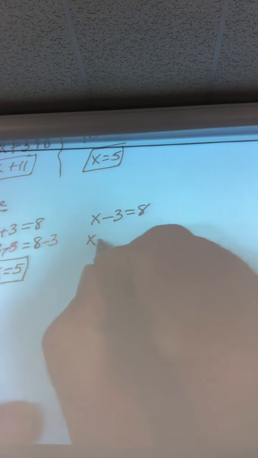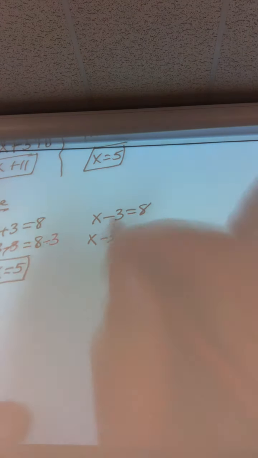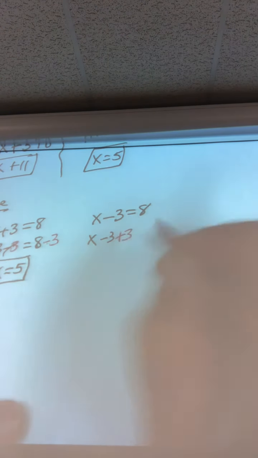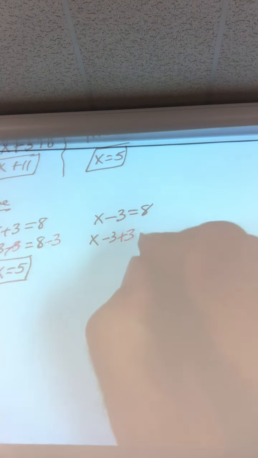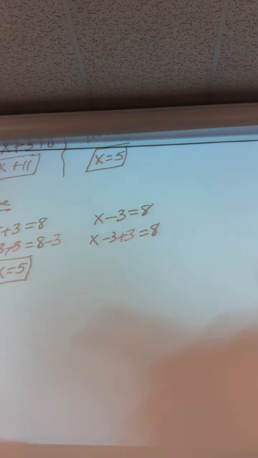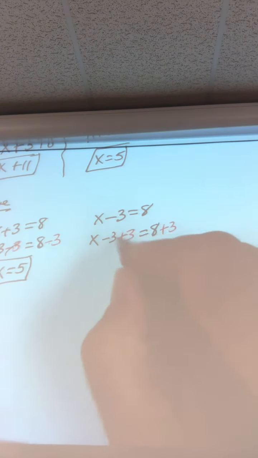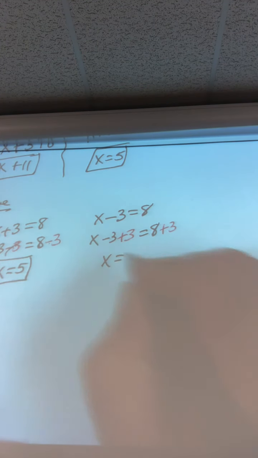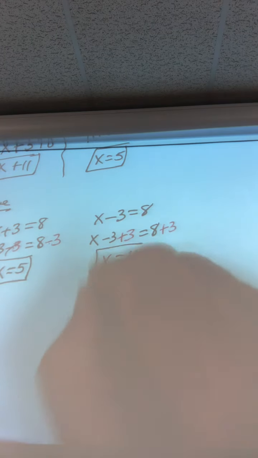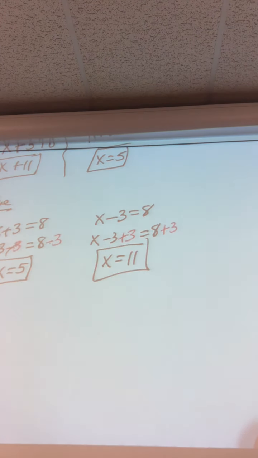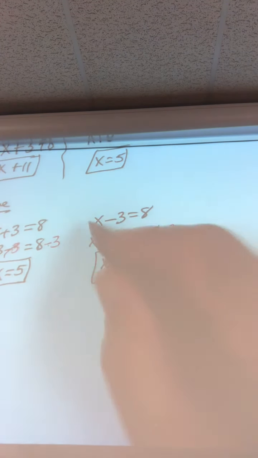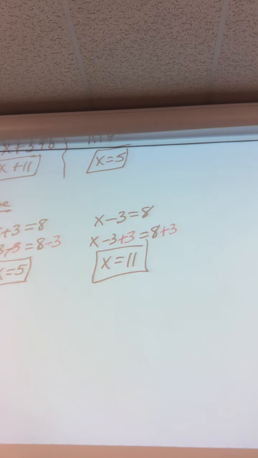So to get rid of a subtracting 3, to add it out, you'd have to add 3. But whatever you do to one side, you have to do to the other. Now, the 3's add out, and that just leaves x, and that would leave x equal 11. And you'll see, if you take 11 and plug it back in, 11 minus 3 is equal to 8.